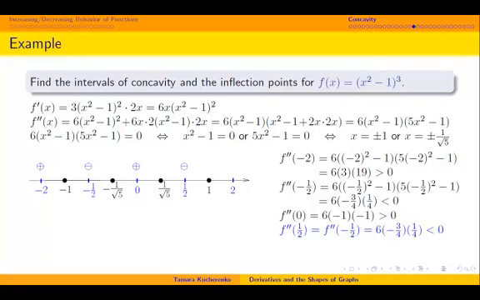The last test point is 2. As before, f double prime of 2 equals f double prime of -2, which we computed to be 6 times 3 times 19. Since this value is positive, f double prime is positive on the interval from 1 to +infinity. We write a plus sign on top of this interval.